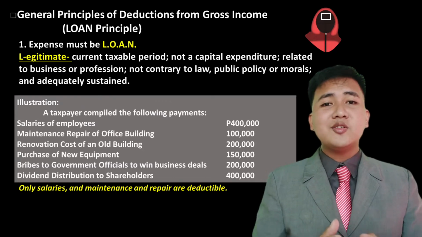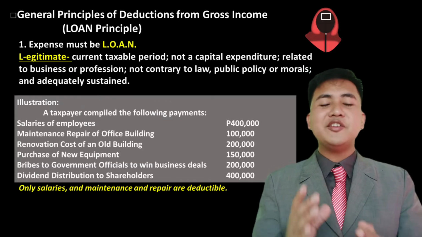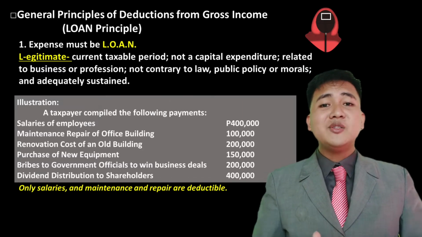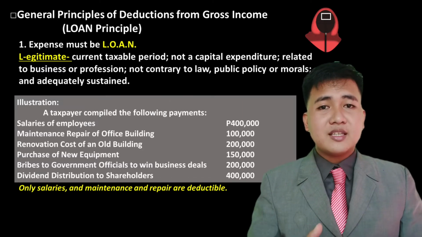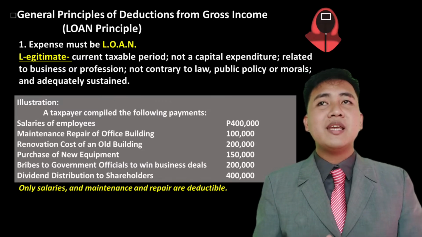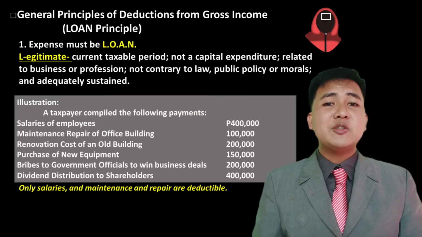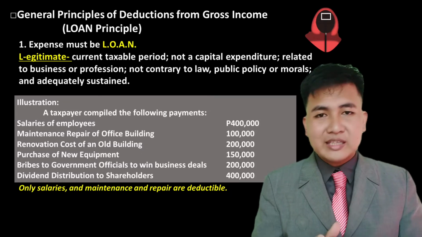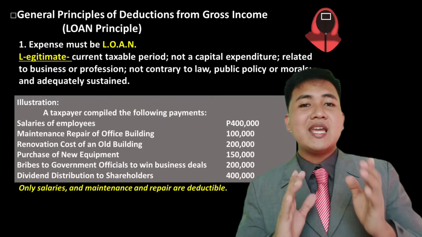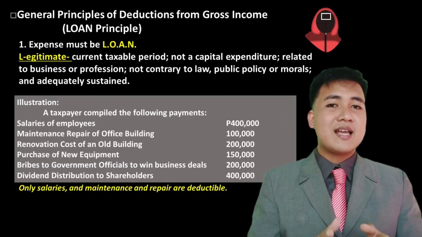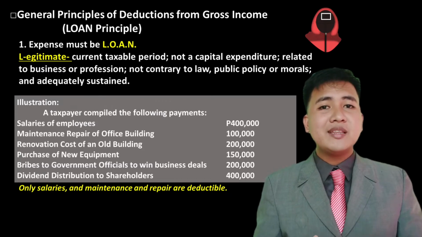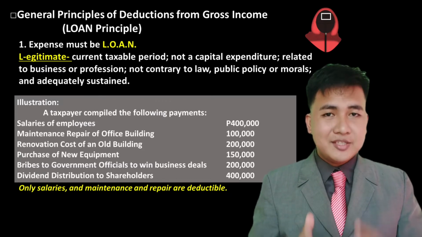Next, it should be related to the business or profession. If it's not related to the operations, then why include them, right? Another one is that the expense should never be contrary to the law or an existing public policy. The intention should be good and doesn't violate our law. Lastly, it should be adequately sustained. This will be discussed further. So we have to consider these five characteristics to determine that an expense is said to be legitimate.